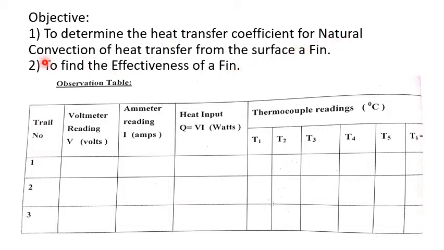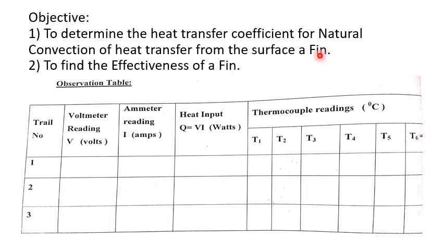So what is convection? First we will study. Convection is the mode of heat transfer in which the heat exchange takes place between a solid surface and the adjacent fluid that is in motion. Whenever the fluid motion takes place over the solid surface because of density differences, such type of heat transfer is called natural convection.